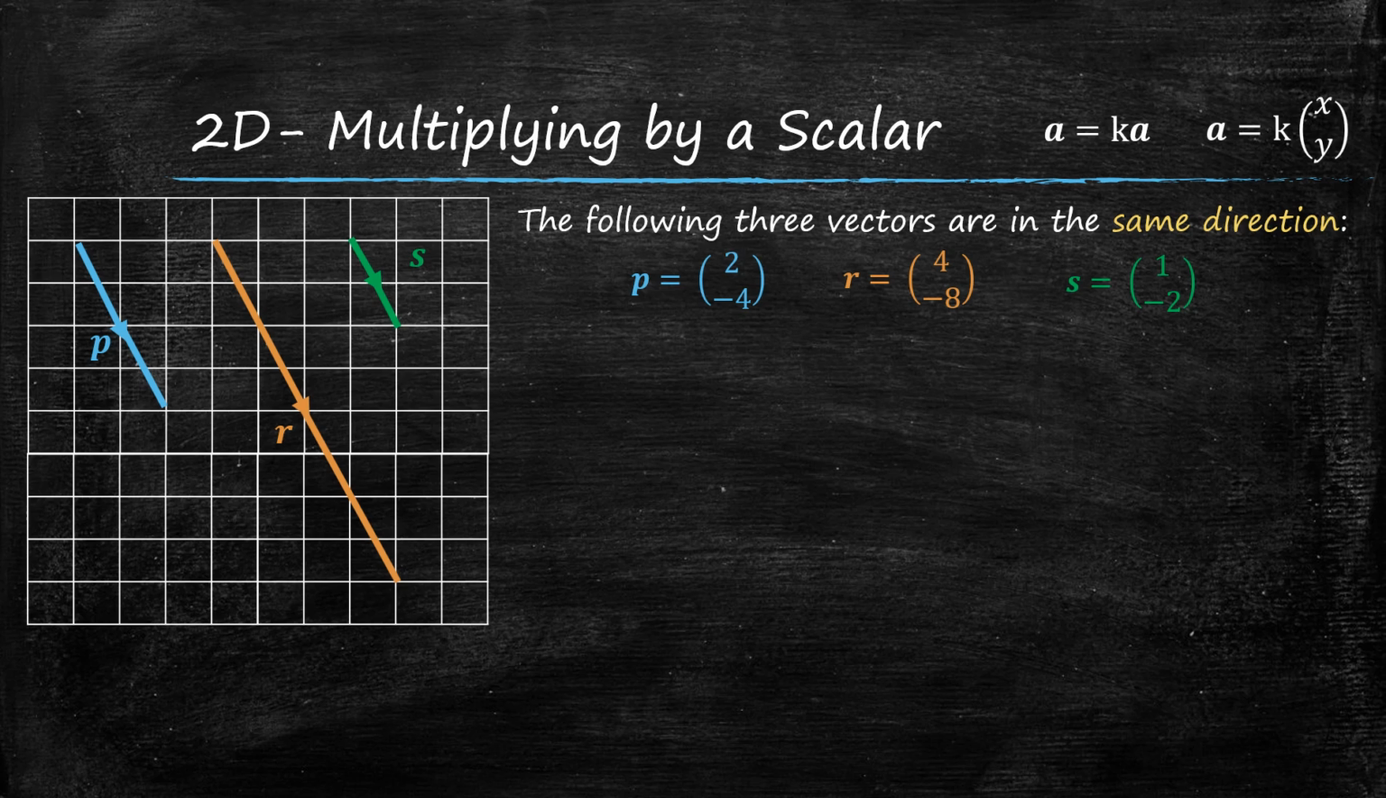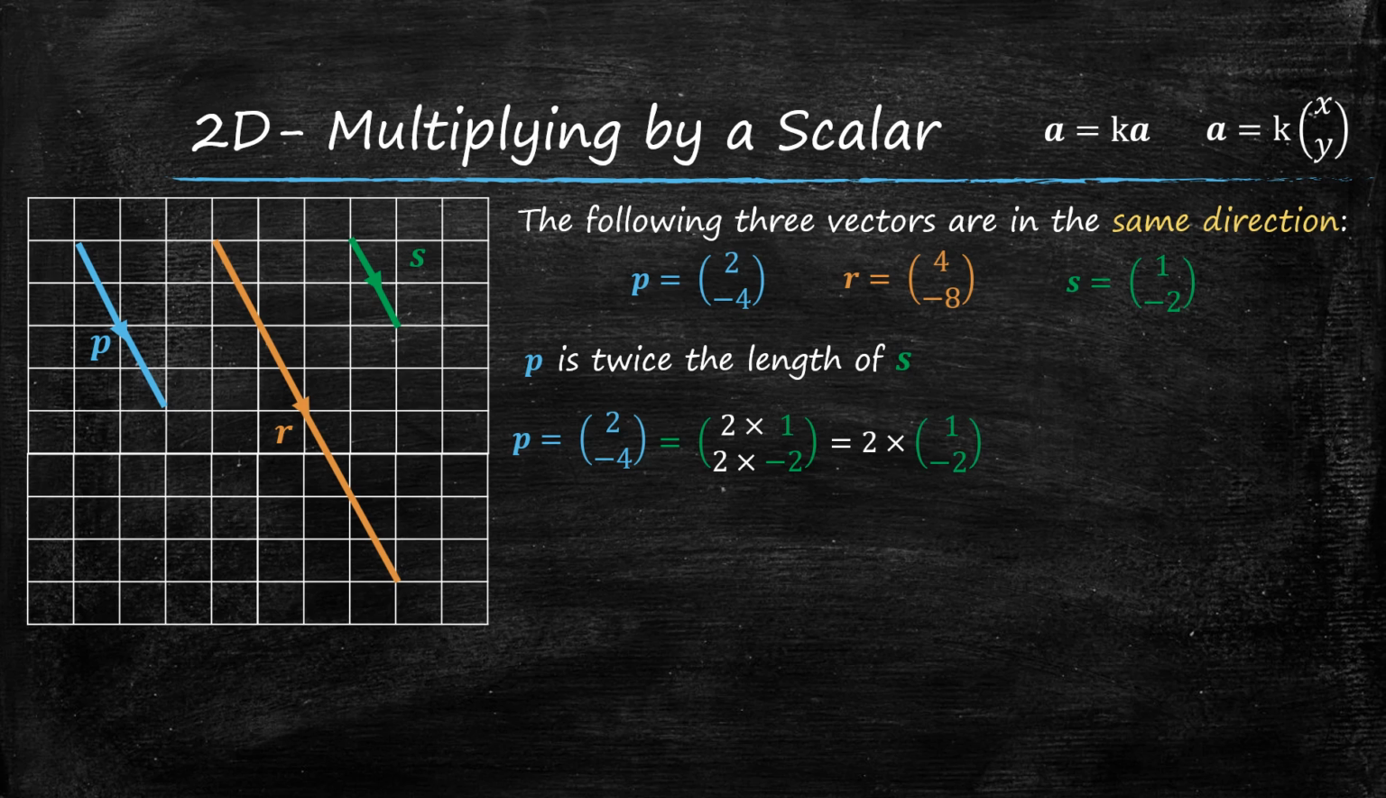And S is a smaller vector, (1, -2), which is 1 unit to the right and 2 units down the way. Now we can see that P is twice the length of S. So the vector P is (2, -4). And we can see that this is the same as 2 times 1 and 2 times -2. So taking the 2 out of the brackets, we could say that P is 2 times the vector (1, -2), and we know that (1, -2) is S. So in vector form we'd say that P is equal to 2S.